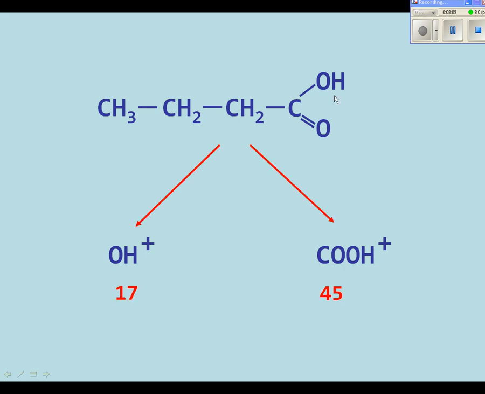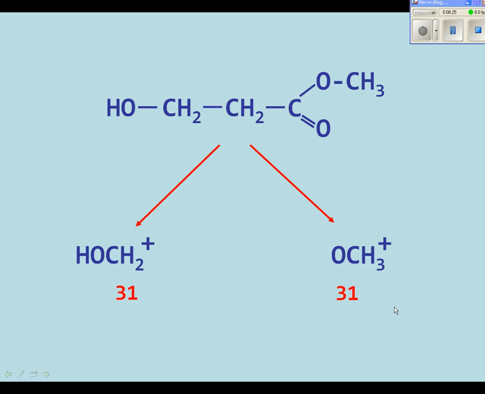molecular weight of 17, so that bond there would fracture, or alternatively the entire carboxyl functional group could be ionized and move through the spectrometer. So in that case, this bond here would fracture. The carboxyl has a molecular weight of 45. And finally, a CH2OH group could be released from this molecule with the fragmentation of that bond.